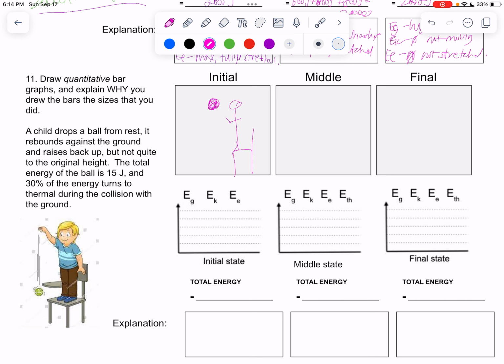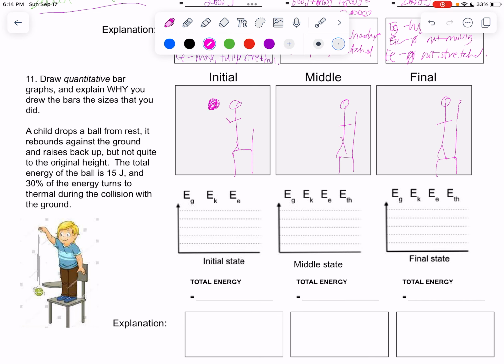All right, kid on the chair. I'm getting a consistent background here because I don't think the kid's going to move. I do want to include the collision, and it raises back up. So you can do it anyway.